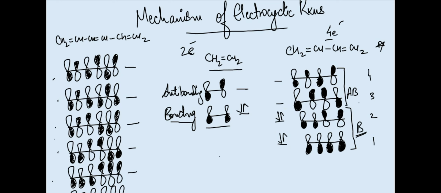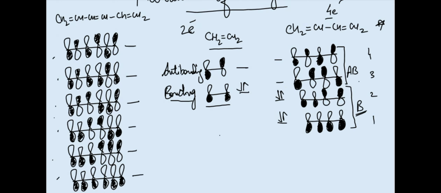Let's take an example of 1,3,5-hexadiene. In this case, how many pi electrons are there? There are 6 pi electrons. And this is how we'll make the molecular orbitals. The most stable has all the shaded regions on the same side. The most unstable has all the shaded regions opposite to each other.